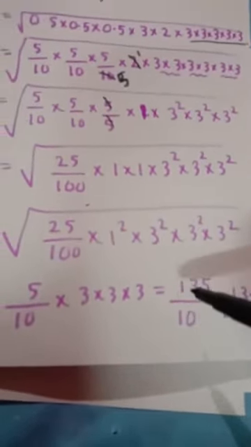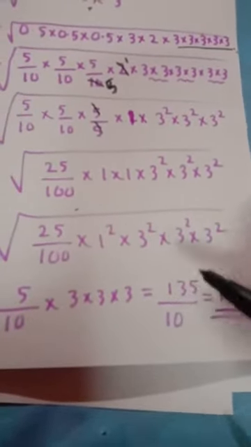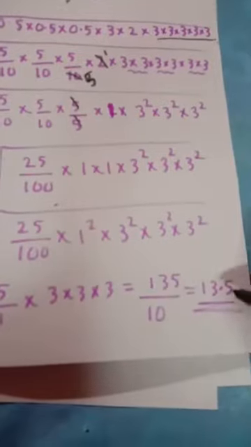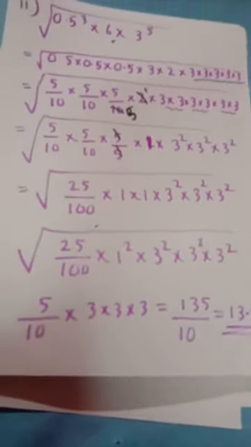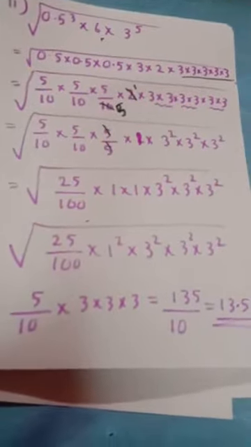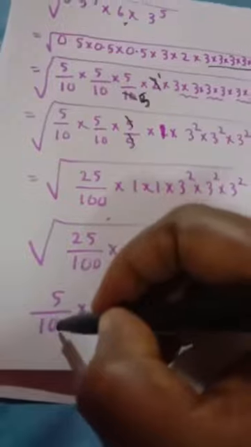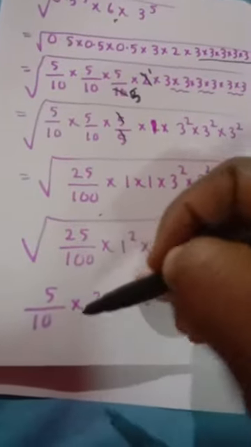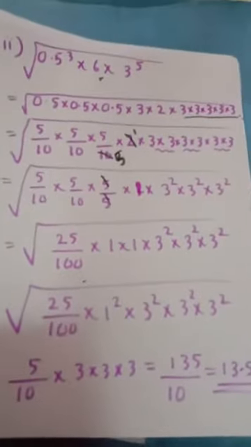135 by 10. What is 135 by 10? 13.5. We can write this as 13.5. Otherwise, here itself we can cancel. 1 5 is 5, 2 5s are 10. Anyway, you will get the same answer. Clear?